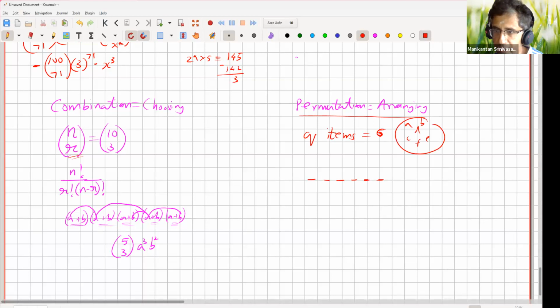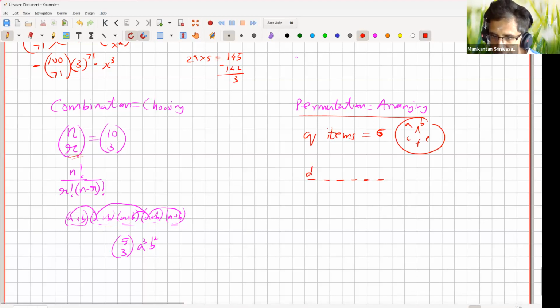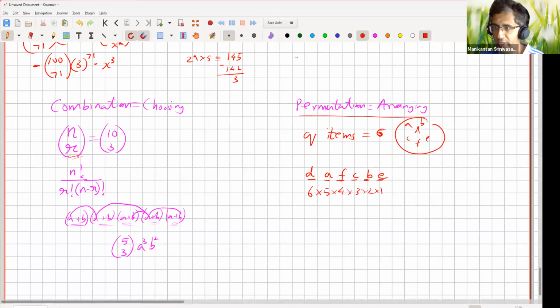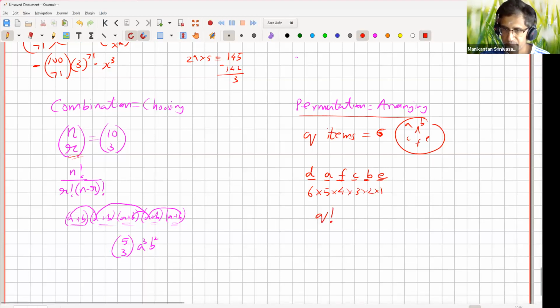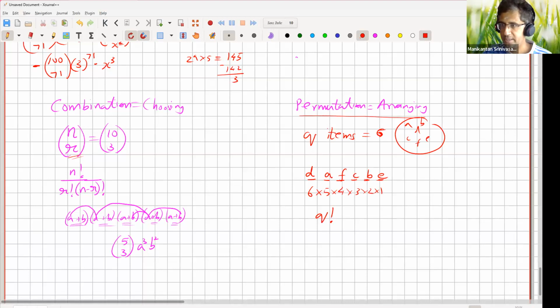If you want to arrange them, I can call any one of those letters to occupy the first spot. Let's say that's D. And then anyone can be the next one, the next one, and so on. I could have called any of 6 for the first, any of 5 for the next, and so on. So it's very easy to see the number of ways of arranging q items in a line is just q factorial. As simple as that.